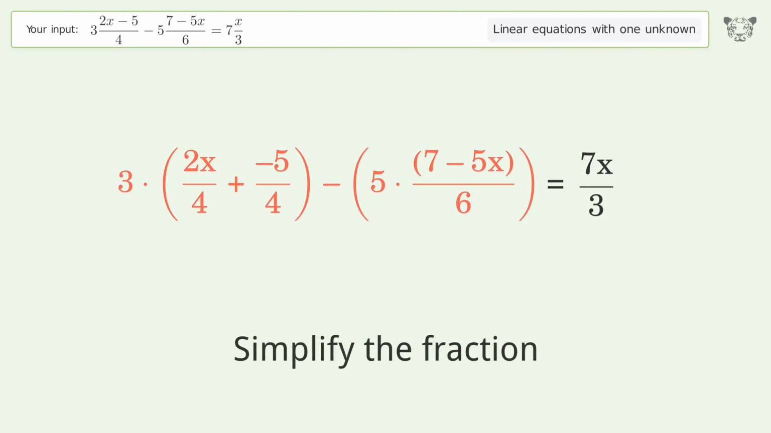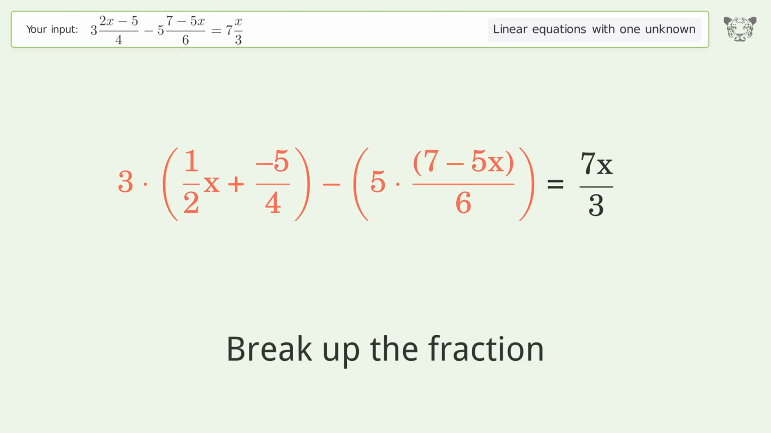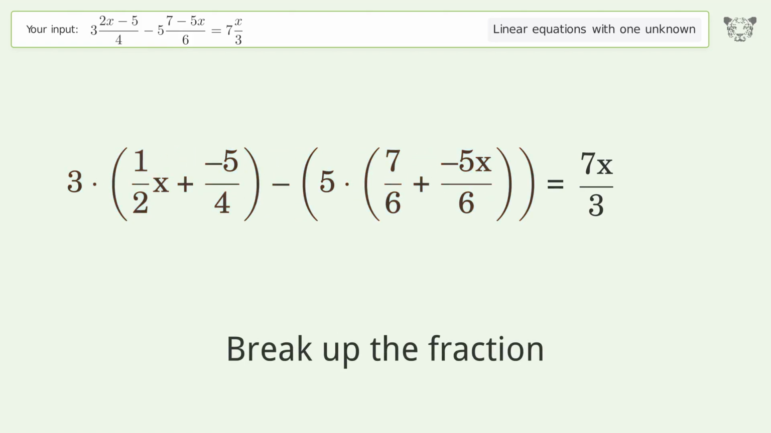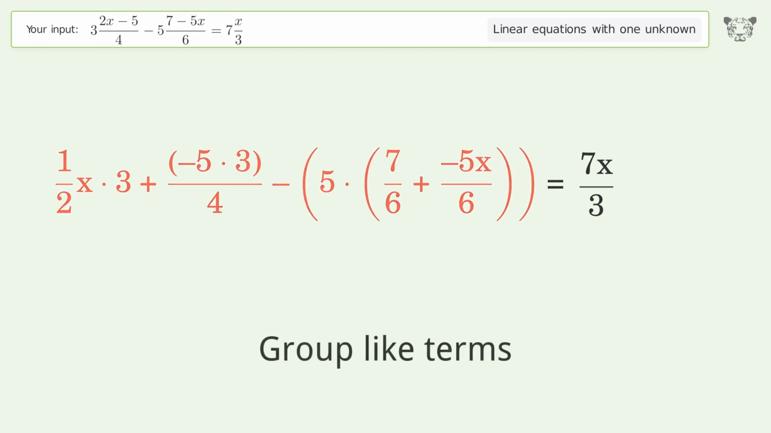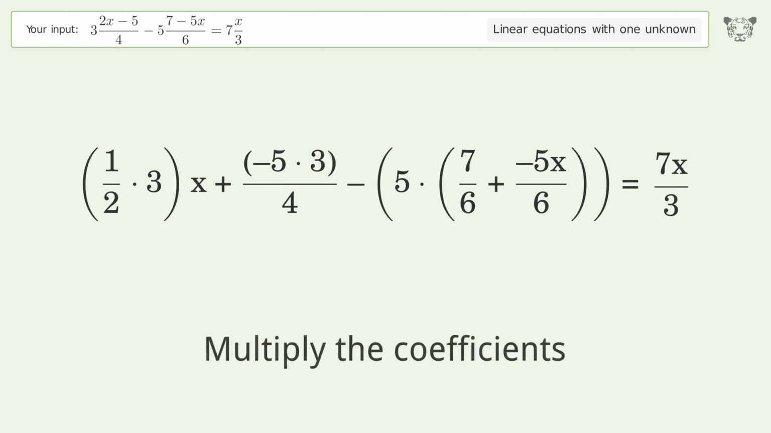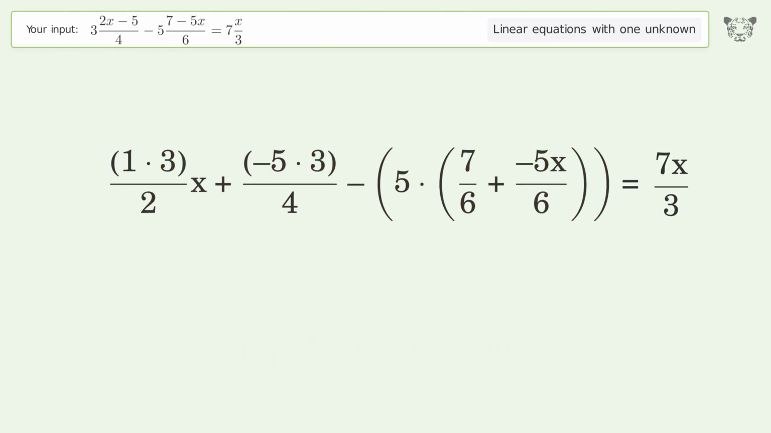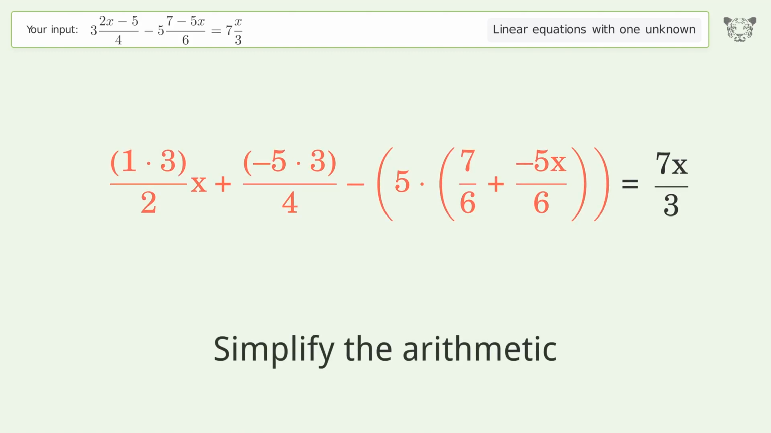Simplify the fraction. Break up the fraction. Expand the parentheses. Group like terms. Multiply the coefficients. Simplify the arithmetic.